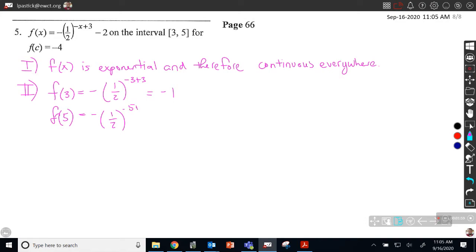So f of 5, for the third time, negative 1/2 to the negative 5 plus 3 minus 2. And I'm now realizing that I screwed up top, so I'm going back to that. It does not equal negative 1. I forgot the minus 2. So 1/2 to the 0 is 1. Negative 1 minus 2 is negative 3.